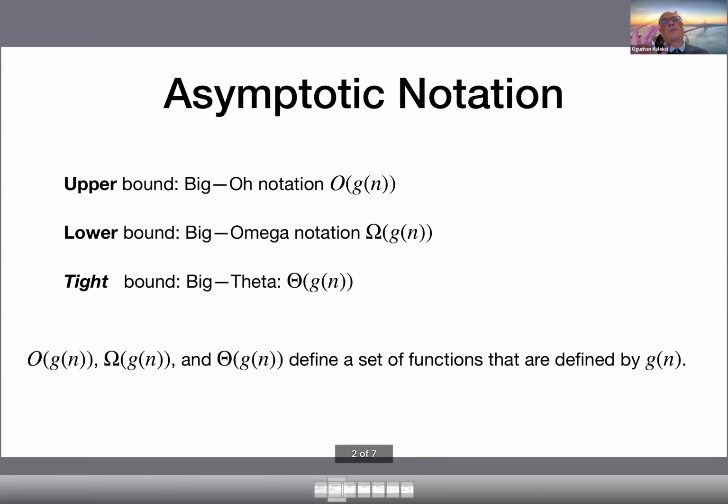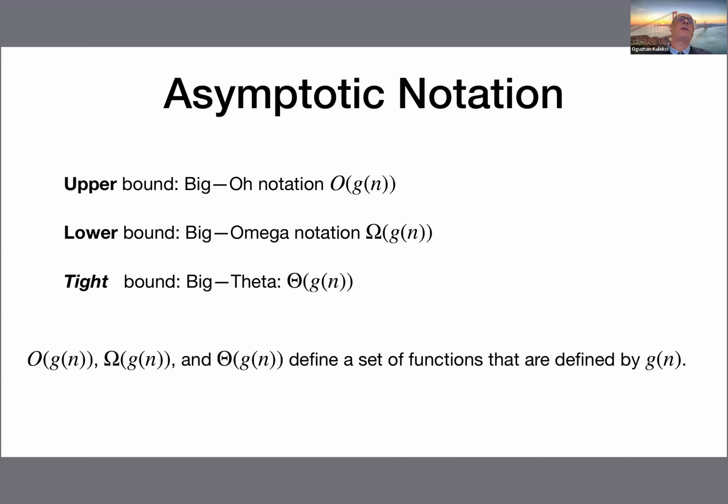So for the asymptotic notation, at the end, we will say that this algorithm has a best, worst, or average case time complexity in some notation. If this is an upper bound, we will be using the big O notation. If this is a lower bound, we will be using the big omega notation. And if this is a tight bound, we will represent it with the big theta notation.